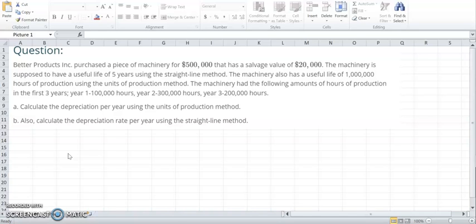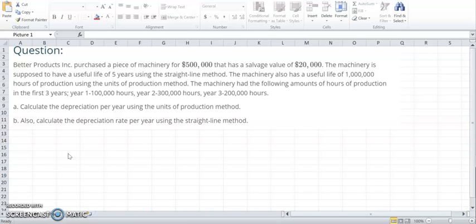So this problem deals with depreciation. So let's get started. Better Products Inc. purchased a piece of machinery for $500,000 that has a salvage value of $20,000. The machinery is supposed to have a useful life of 5 years using the straight line method. The machinery also has a useful life of 1,000,000 hours of production using the units of production method.